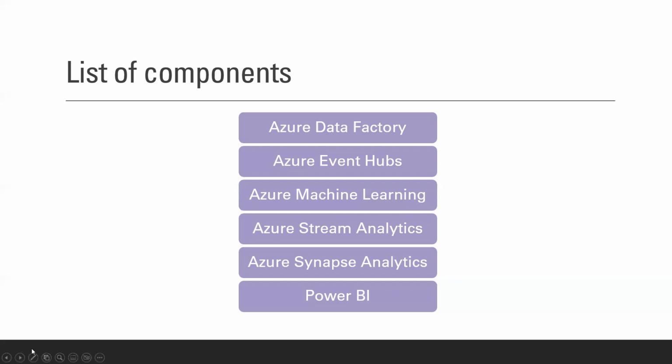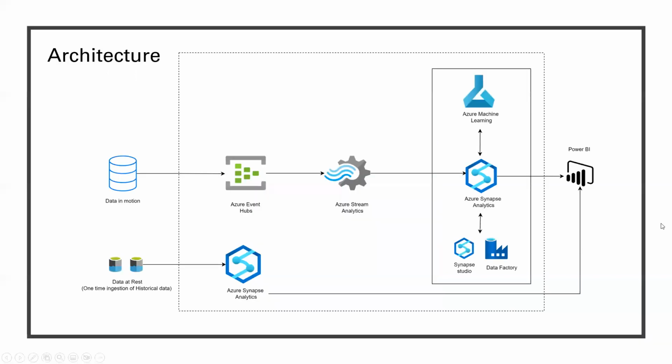Let me move to the architecture. Here in the architecture, you can see that we have two source systems, data in motion and data at rest. Data at rest is just a one-time ingestion of historical data. Let's talk about data in motion, the near real time. We use Azure Event Hubs to connect to this near real-time data in motion, bring the data, and store it in the Event Hubs.